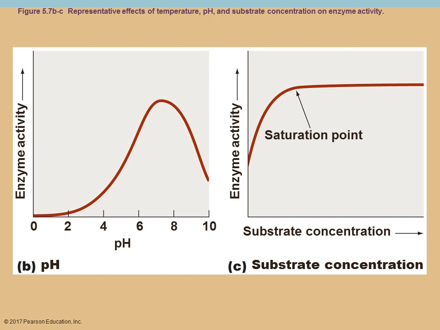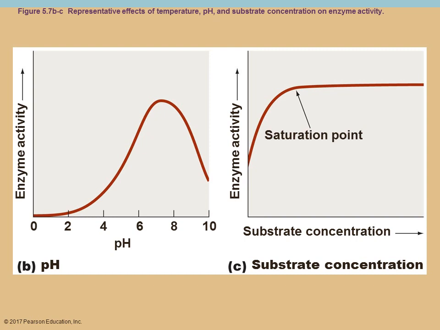In figure C, it's showing the effects of substrate concentration. If you only have, let's say, 50 enzyme units, and each enzyme unit can bind one substrate. In this graph, you would be looking at, as you add maybe 5 units of substrate, you get increased activity. 10 units is going to go up even more. 25 will be even higher.